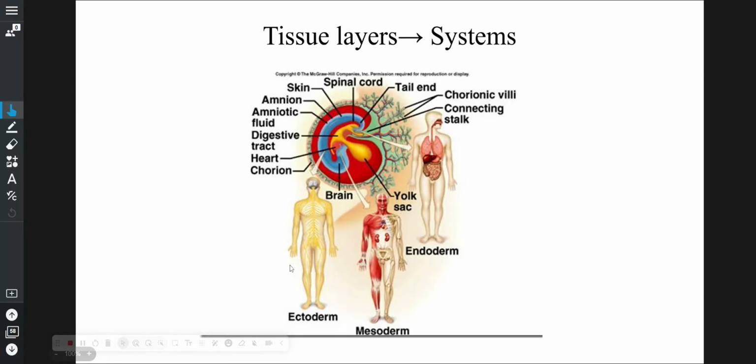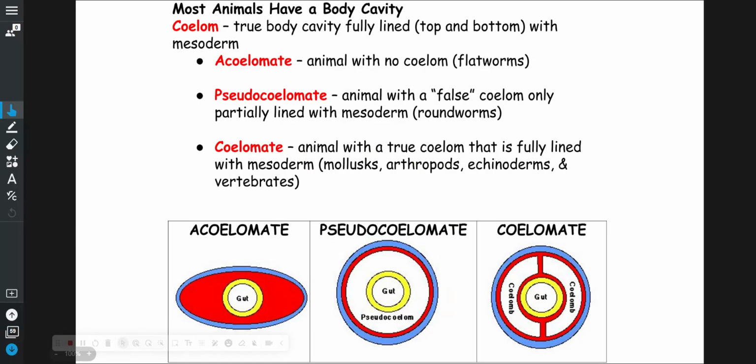Okay, so here's just a representation that shows you what comes from the ectoderm, nervous system, brain, skin. Underneath that, muscle, bone, kidneys from the mesoderm, and the very internal organs, digestive tract, comes from the endoderm. Okay, and those just form different systems depending on what tissue layer it is.